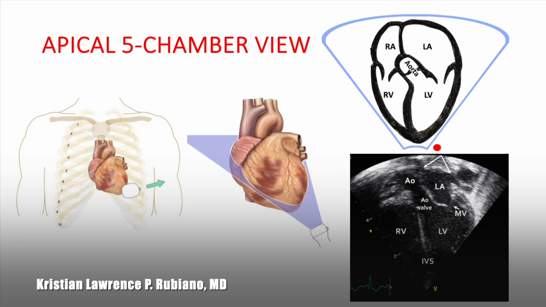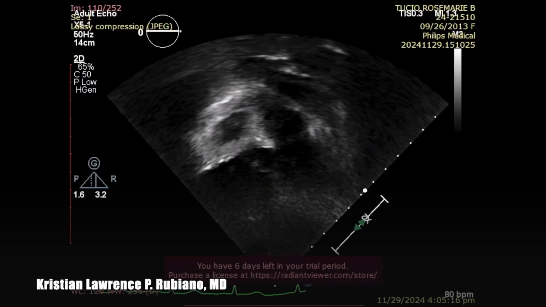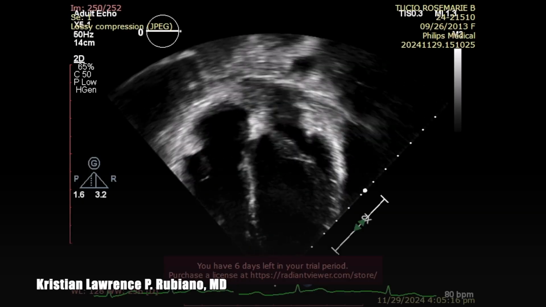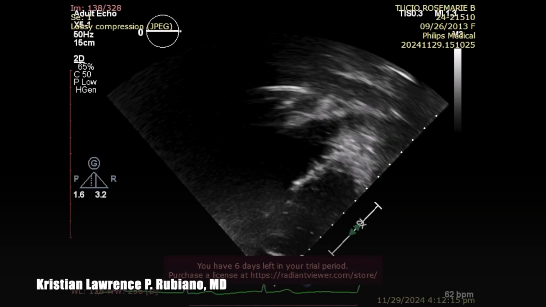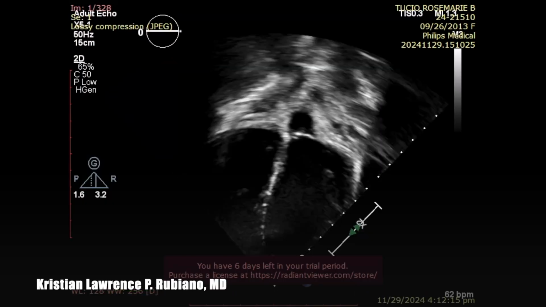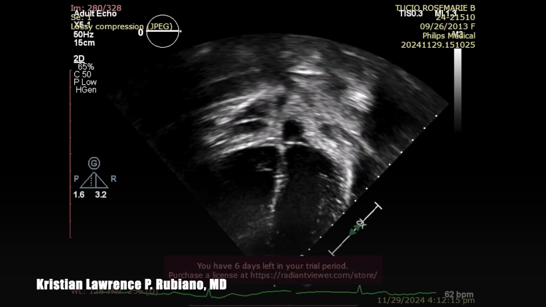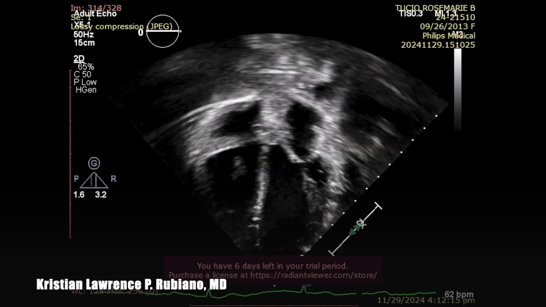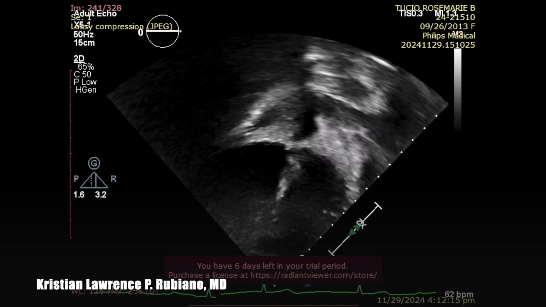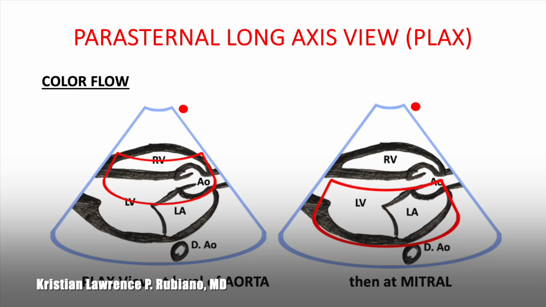Next, we do the apical 5-chamber view. Taking a real-time video of this view can also be done immediately after the 4-chamber view with the index marker at the 3 o'clock position. Then we tilt the probe superiorly with tail down to show the aorta coming from the LV in normal patients with normal positions of the right vessels. Then further tilting superiorly, further tail down to show the main pulmonary artery coming from the right ventricle, again in normal hearts. After getting all the real-time videos and images, we now get the color flow and Doppler studies.